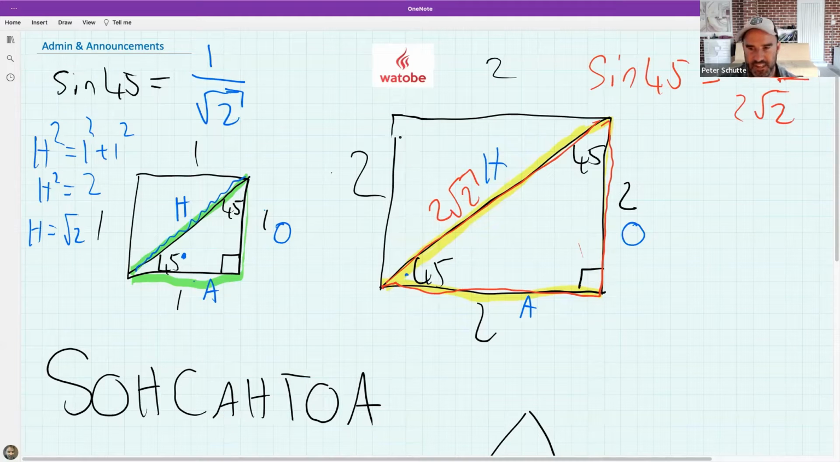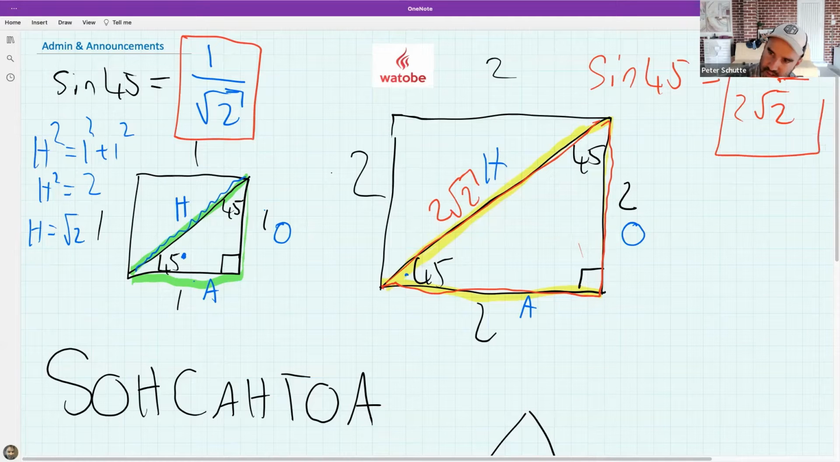Now, the funny thing is, guys, even though these look different, if you put them into your calculator, they give you the same answer. So I want you to do that now. In your calculator, type in 1 over root 2 and get a decimal. What do you get for that? So let me turn my light on in the background.